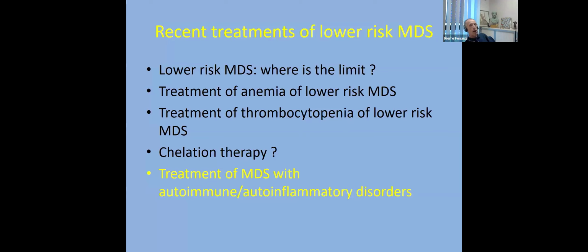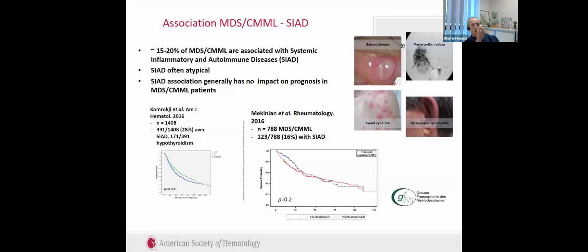Okay. Now, I'd like to conclude with the combination of MDS with autoimmune, auto-inflammatory disorders, which will not be my conclusion. There will be another chapter. About 20% of MDS or chronic myelomonocytic leukemia, which is a disease close to MDS, are associated with what I call SIAD. This is systemic inflammatory or autoimmune disorders, for reasons that are unclear.